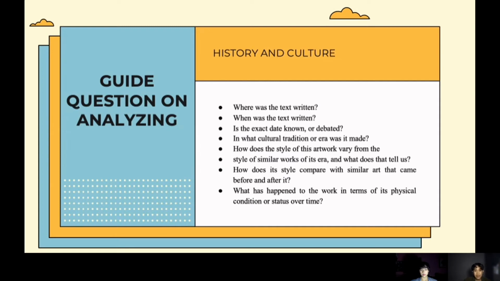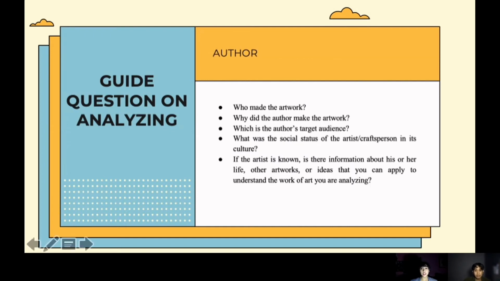Next, how does its style compare with similar art that came from before and after it? And lastly, what has happened to the work in terms of its physical condition or status over time? Now let's proceed to the author, or the creator of the art piece rather.